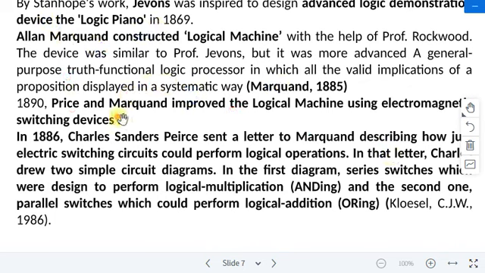In 1886, Charles Sanders Peirce sent a letter. Look at this, this is the very important part.